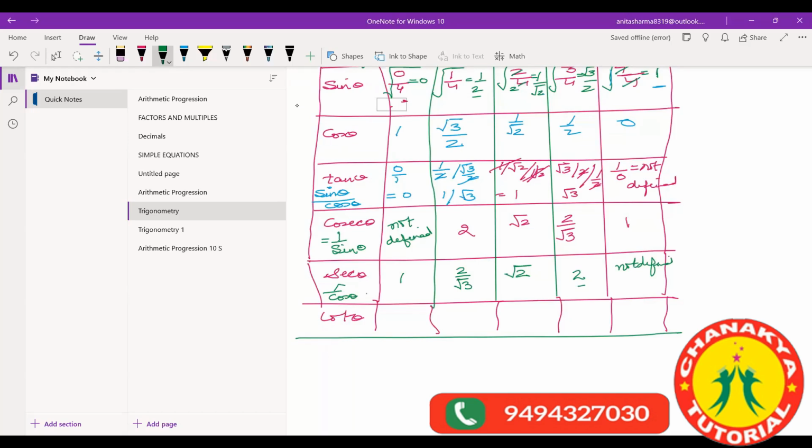Moksha, tell me cot theta is reciprocal of which trigonometry ratio? Ma'am, 0 is not defined, ma'am. In cot theta, 0 is not defined. Okay. So it is reciprocal of tan theta, right? So reciprocal of 0 is not defined. Good, beta Moksha.